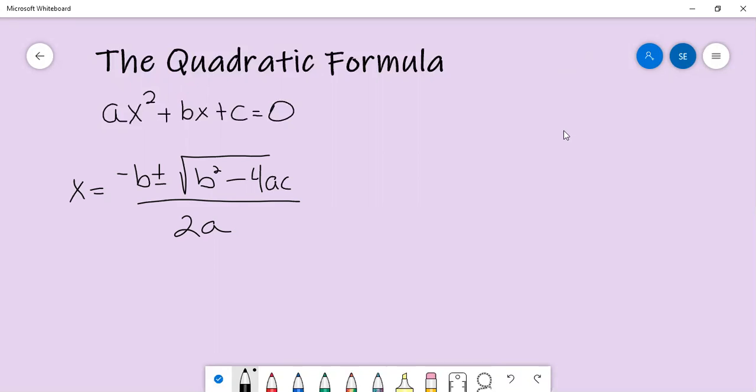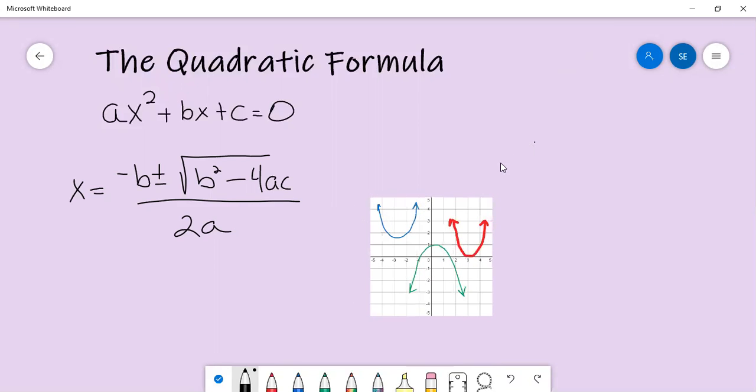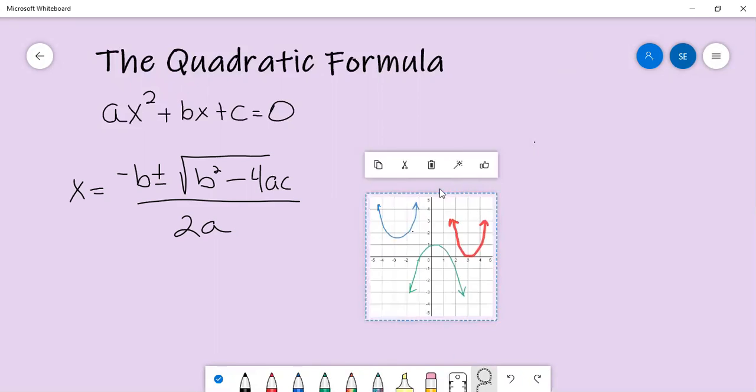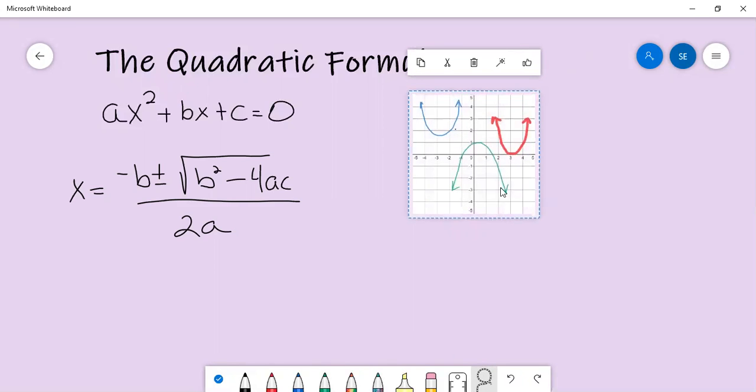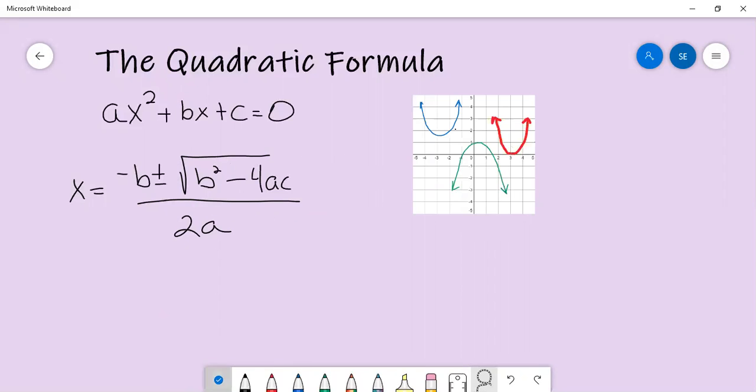Now, when we talked about quadratic functions, we saw that there are different types of quadratic functions. We have some that don't ever touch the x-axis, some that touch the x-axis, and some that cross it twice. So there can be 1, 2, or no solutions. And the part of this formula that tells us that is this b squared minus 4ac, and that is called our discriminant.